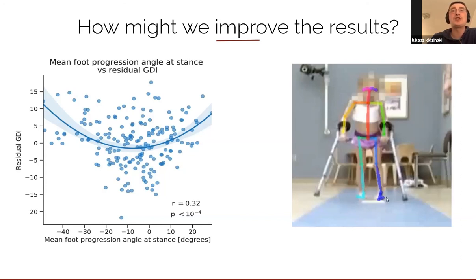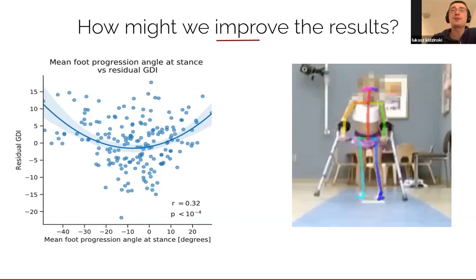So we just use that more for validation rather than for improving our results. And we saw that if we take residuals of our model and we correlate it with the foot progression, which is basically the ankle going on the side, so it's kind of a rotation around the y-axis.